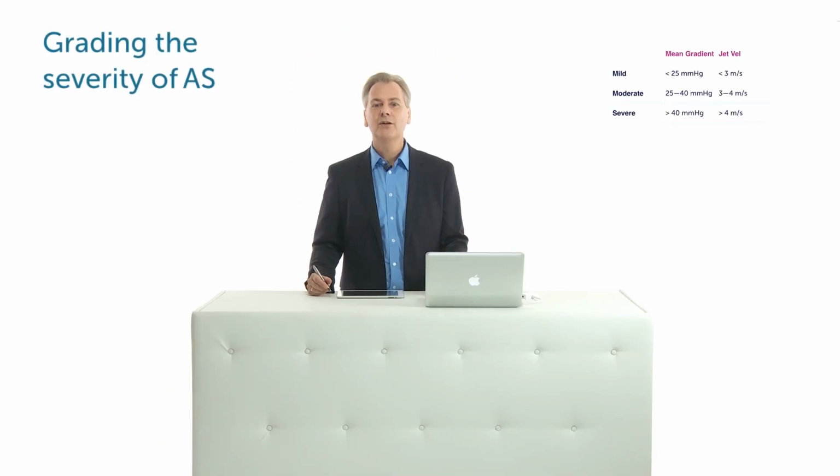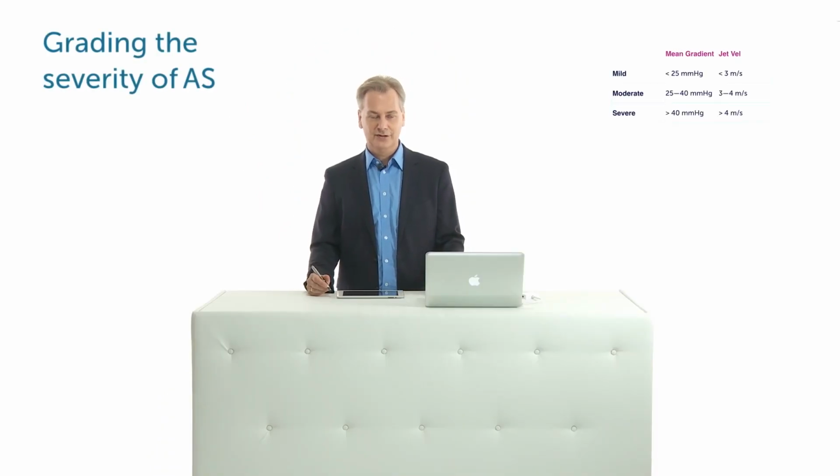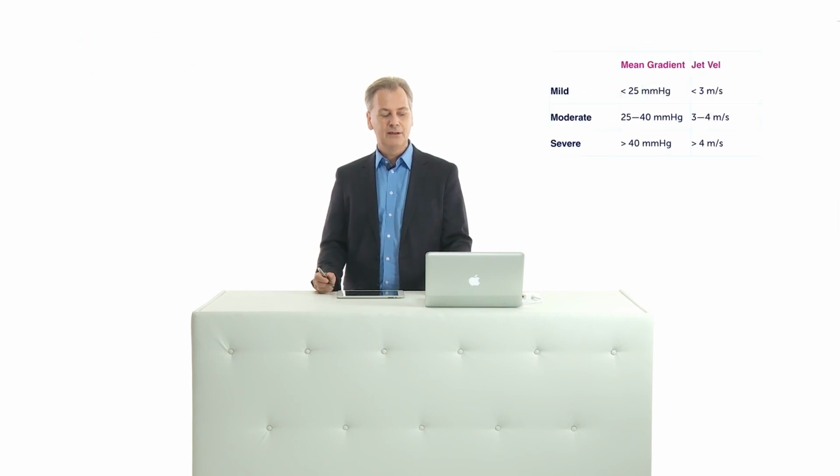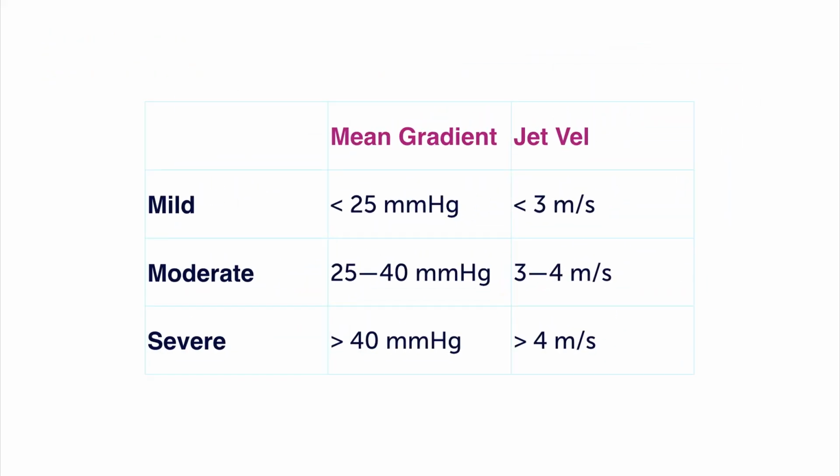Based on these gradients, you then quantify the severity of aortic stenosis. If the mean gradient is below 25 millimeters of mercury, you would call aortic stenosis mild. Between 25 and 40, it's moderate, and above 40 millimeters of mercury, severe. You can also grade via the maximum velocity, but beware that there might be discrepancies. So you should usually rely more on the mean gradients than on the maximum velocity or the maximal gradients.